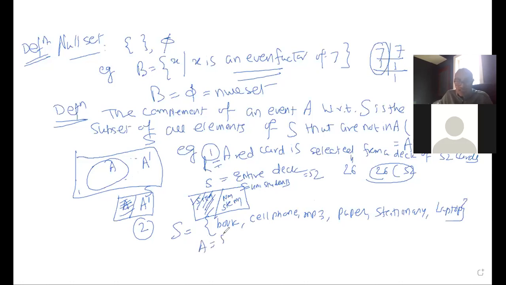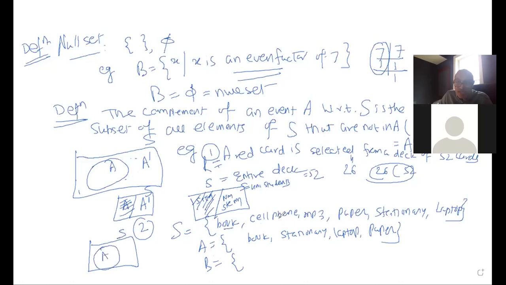Suppose I have one set A which contains book, stationery, laptop, and let me take paper also. This is my set A. So this is my S, and my set A contains book, stationery, laptop, and paper. How many elements are left out? There is cell phone and MP3. Agree? So cell phone and MP3 are your A complement. They are members of the sample space, but they are not in A. That's why they are in A complement.